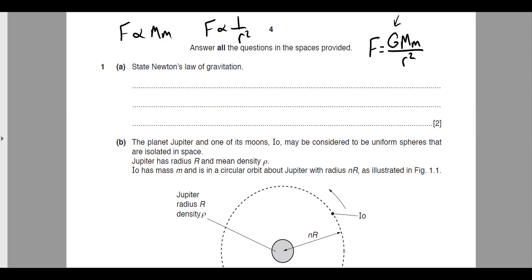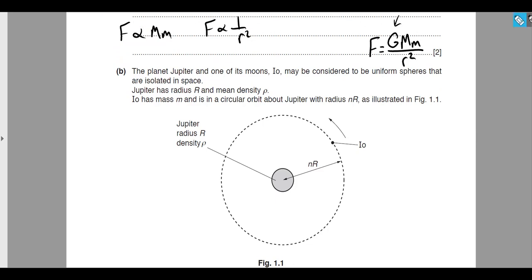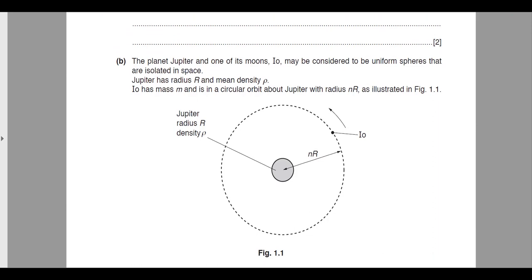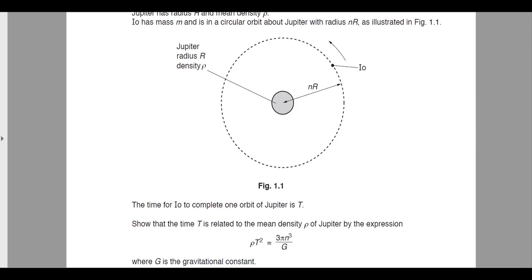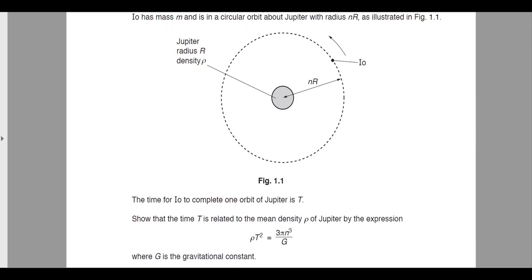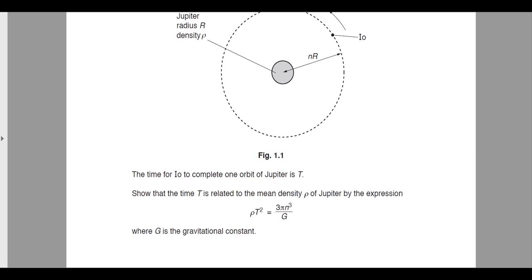All right, the question goes on to state: planet Jupiter and one of its moons, Io, may be considered to be uniform spheres that are isolated in space. Jupiter has radius R and mean density rho. Io has mass lowercase m and is in a circular orbit about Jupiter with radius nR, as illustrated in figure 1.1. The time for Io to complete one orbit of Jupiter is T. Show that the time T is related to the mean density rho of Jupiter by the expression rho T squared equals 3 pi n cubed over G, where G is the gravitational constant.